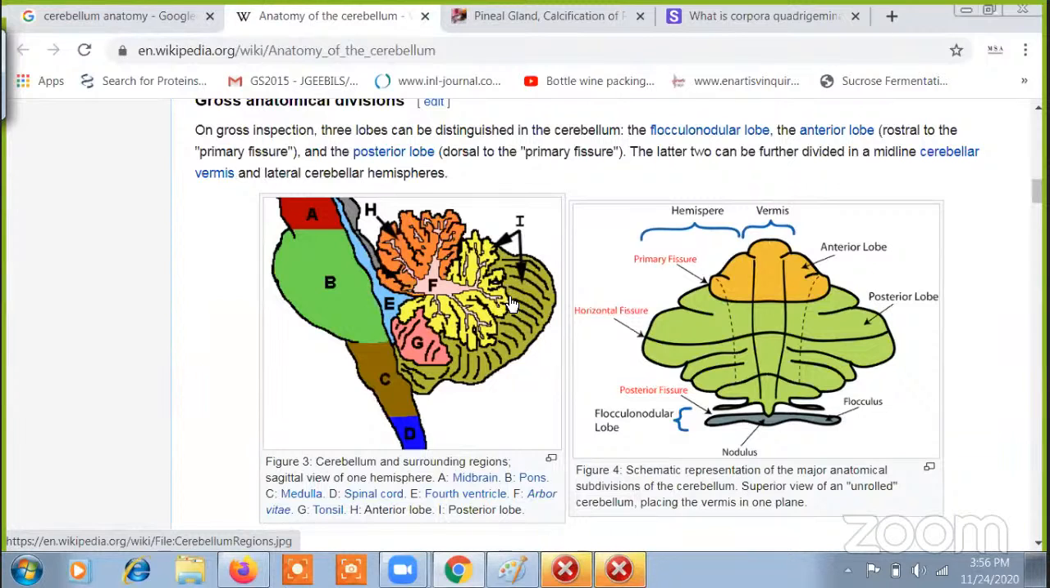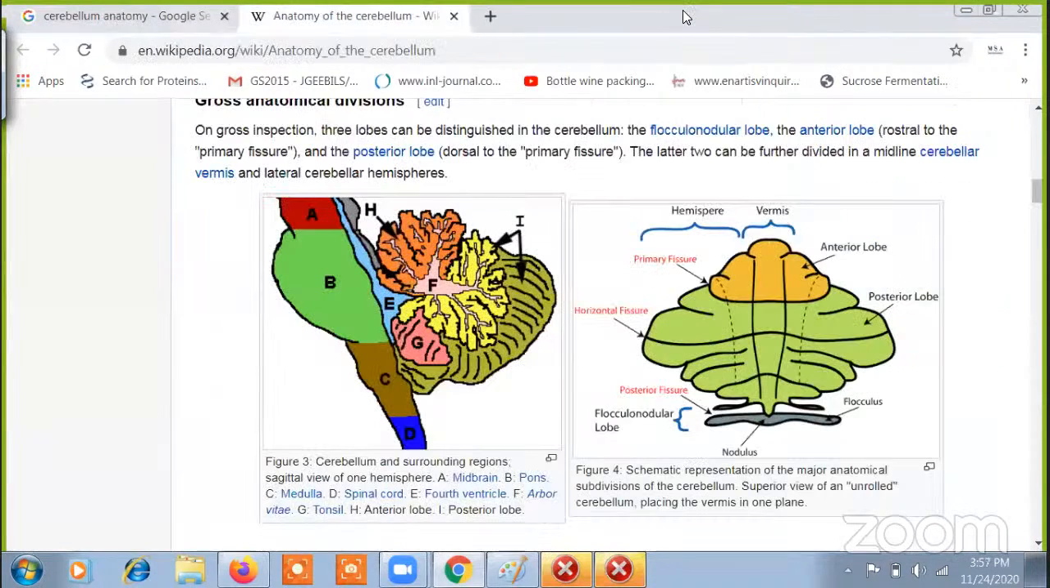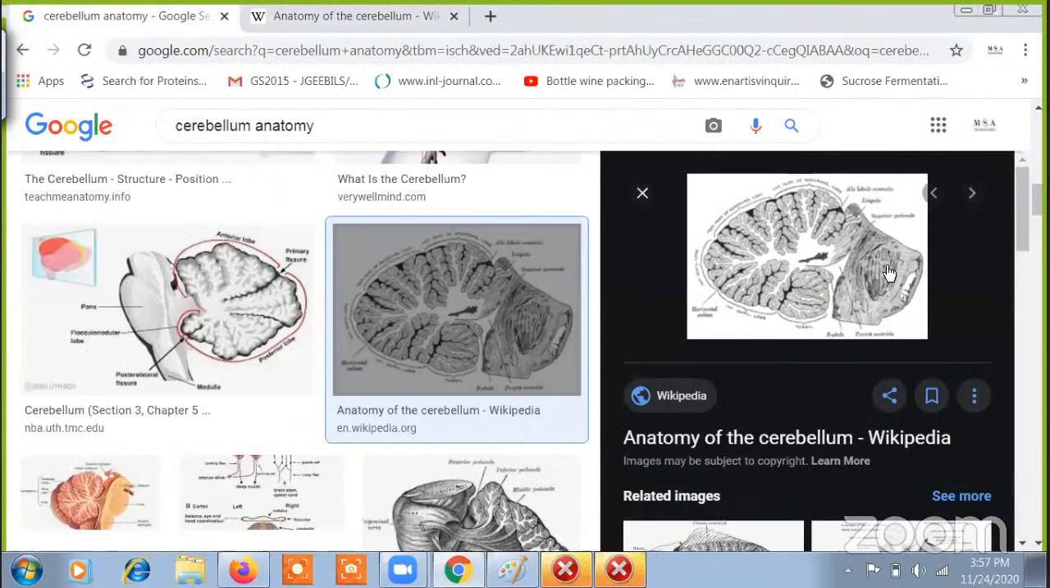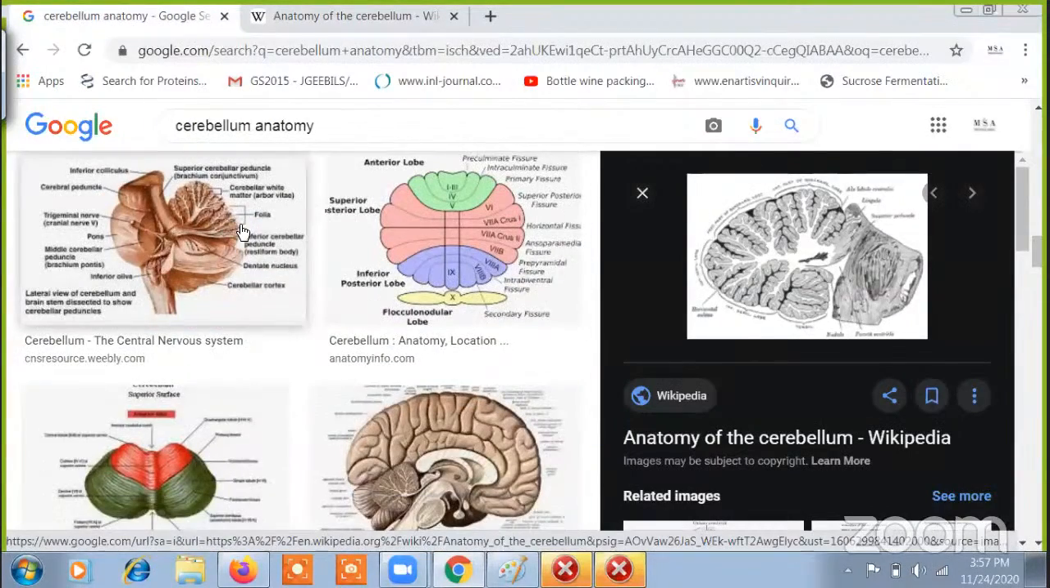You know what gyri and sulci are? Like the cerebrum, the cerebellum also shows gyri and sulci. And they also have a number of nuclei deep in the hemisphere. Deep nuclei are also found in the cerebellum.